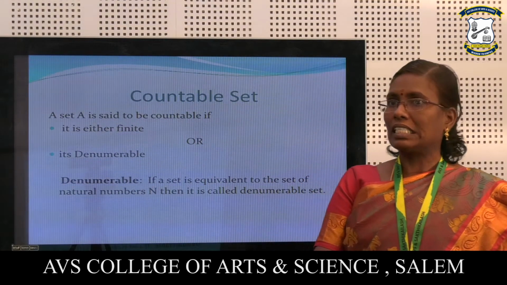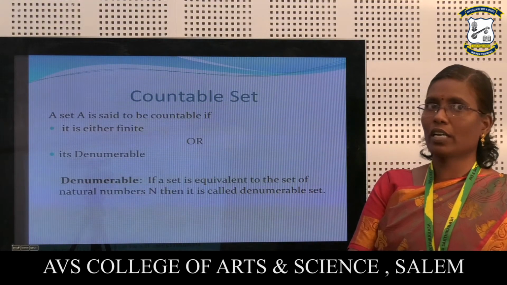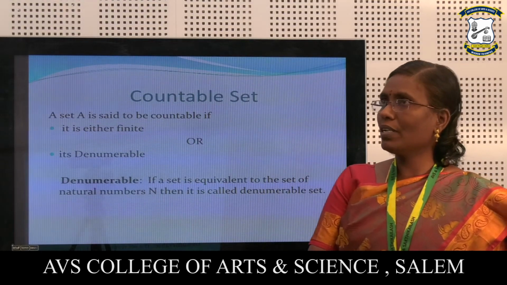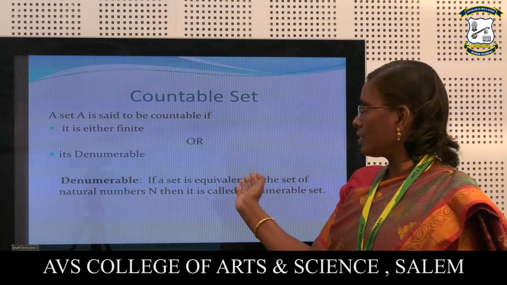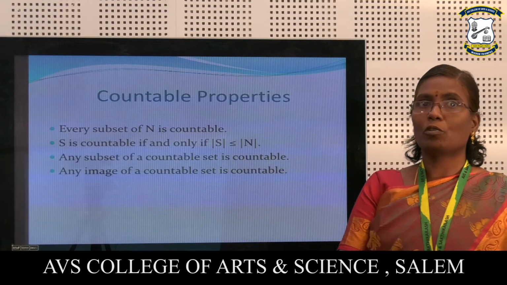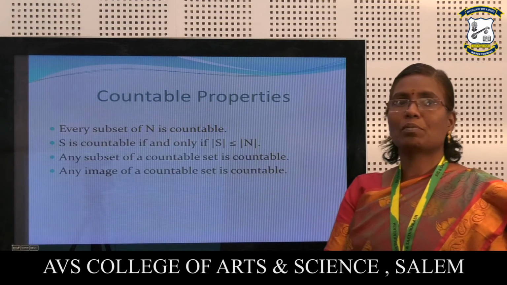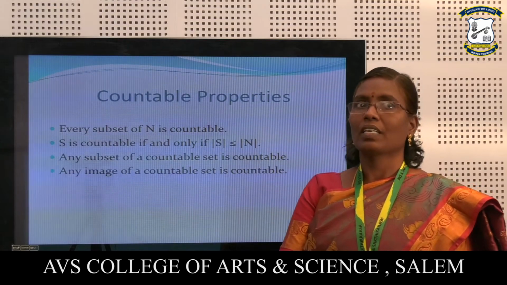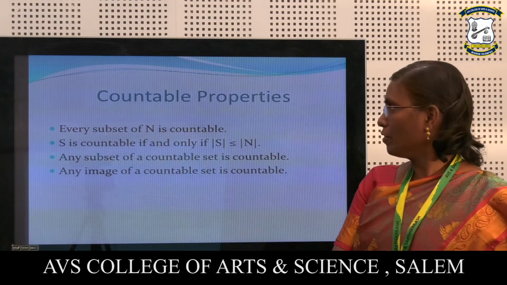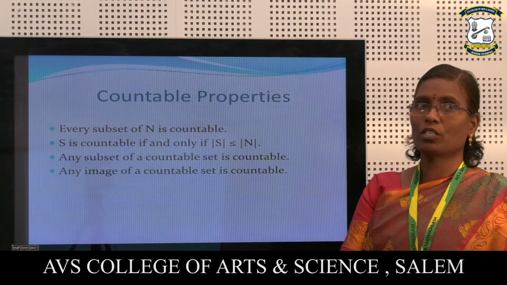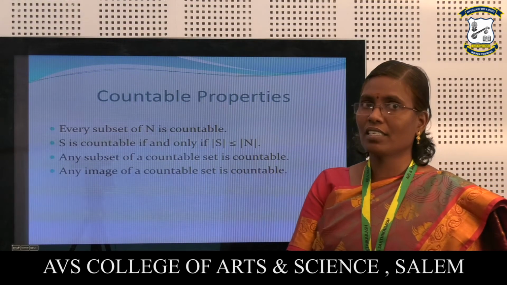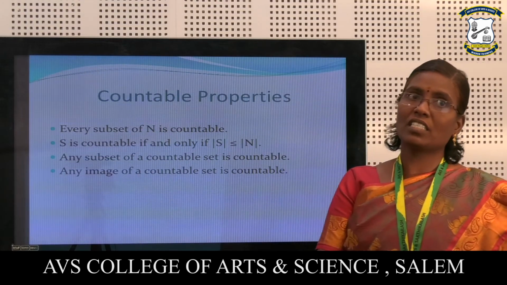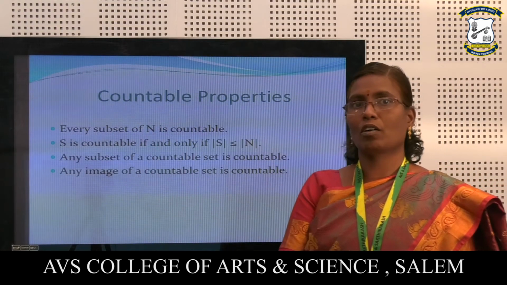Uncountable set: a set which is not countable is called an uncountable set. Example, real numbers and complex numbers are uncountable sets. Next we can see countable properties. Every subset of N is countable. S is countable if and only if cardinality of S is less than or equal to cardinality of N. Any subset of a countable set is countable. Any image of a countable set is countable.